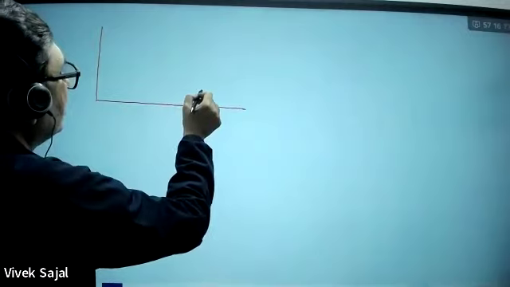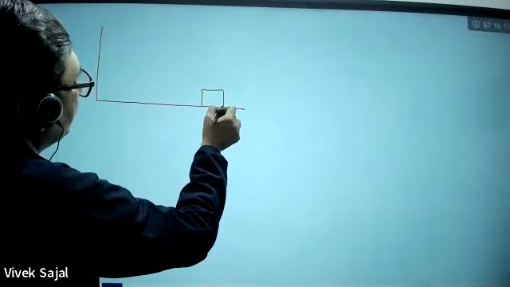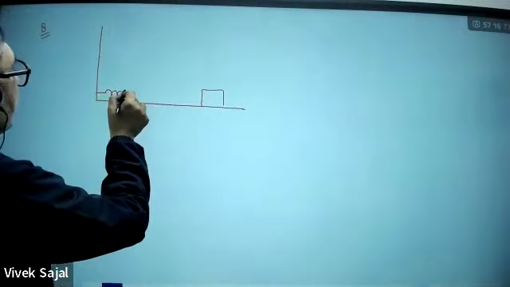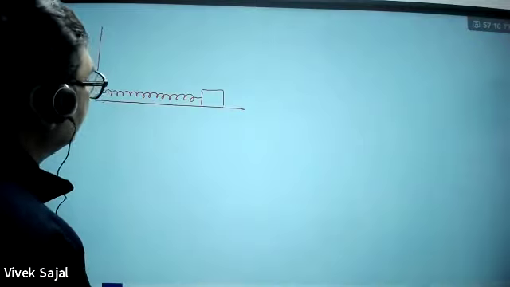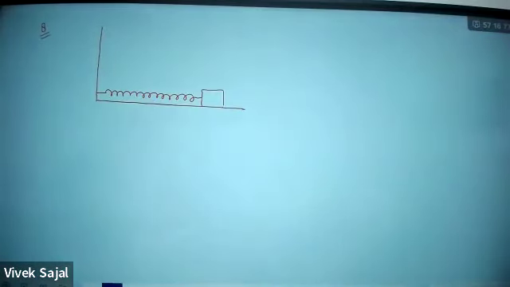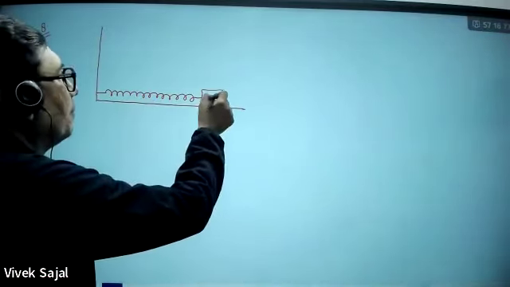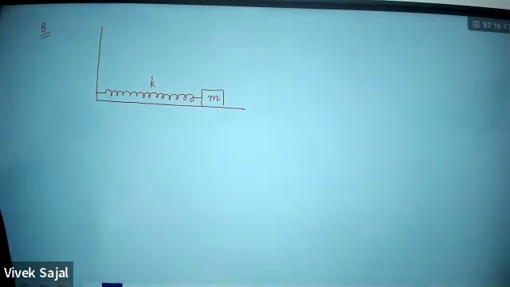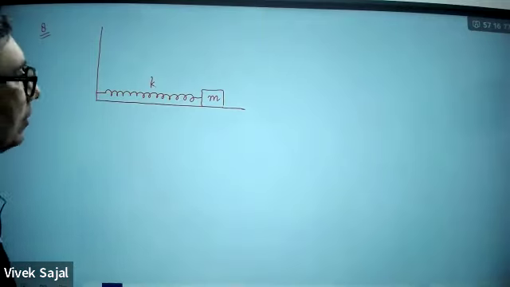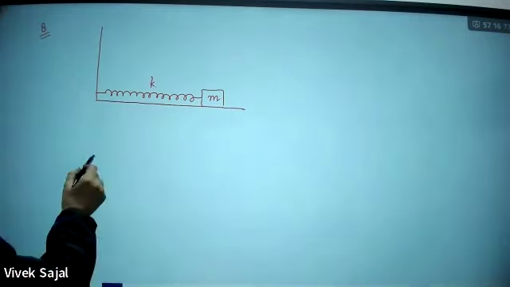So you have a block here. Mass is given as m and its constant is K. The block is initially at rest in its equilibrium position. If now the block is pulled with a constant force F, the maximum speed of the block is? So what will be the maximum speed of this block?